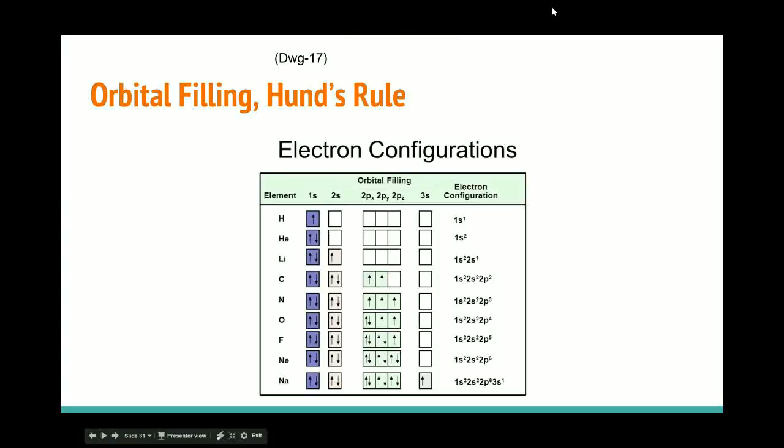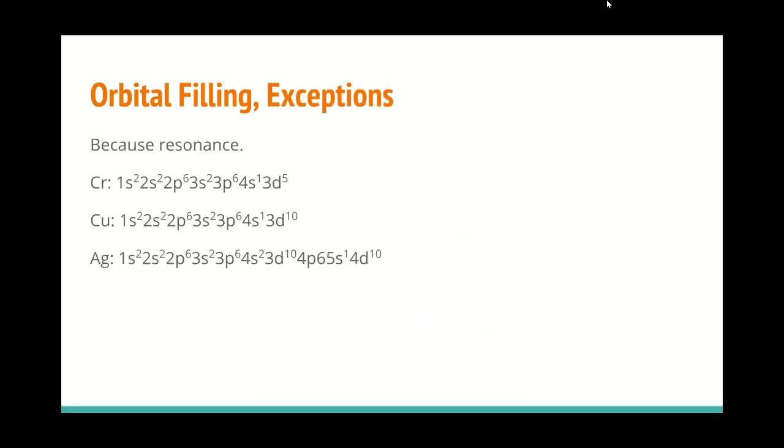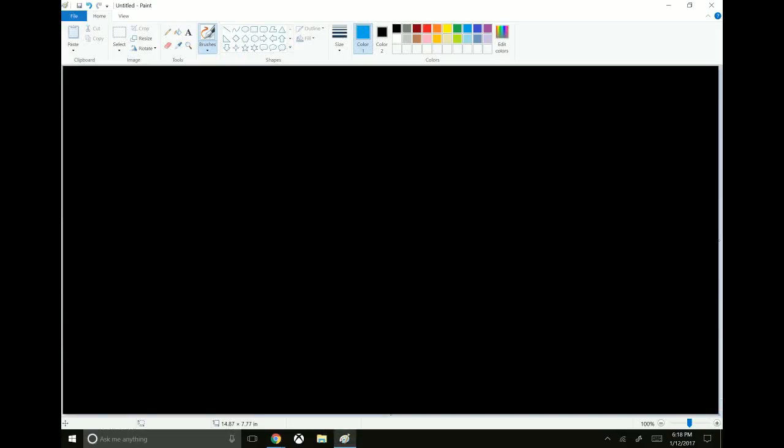So this is where we left off in Lecture 13. Wanted you to recognize you put them in separate orbitals first. That's part of Hund's rule. And the other part is you want them to point all in the same direction because of resonance. Okay. So resonance is something that shows up time and again in quantum mechanics.